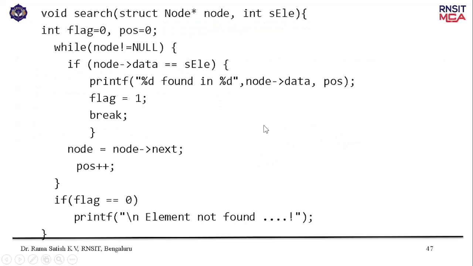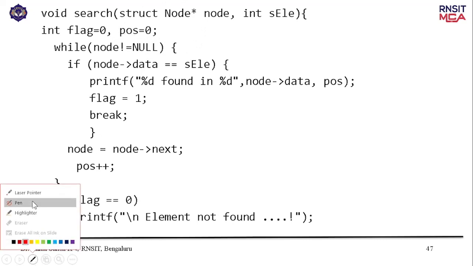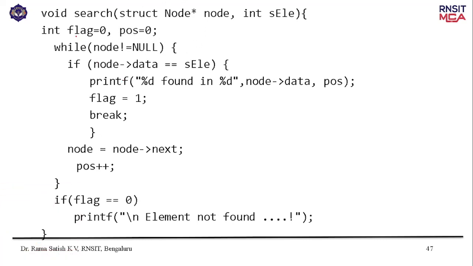The code appears like this. You are passing a head node here, and you are passing a searching element. You are using a flag just to understand whether the element is found or not, and you are using position if the element is found. So that you have to understand. Flag is for checking whether the element is found or not, pos is the position if it is found.